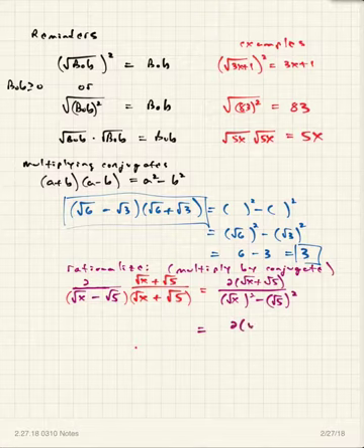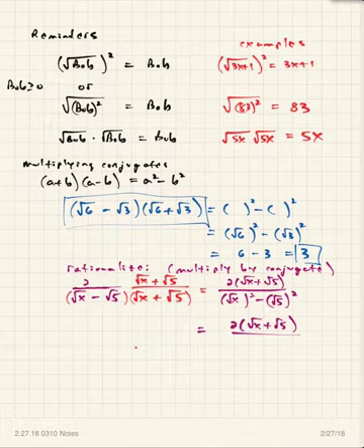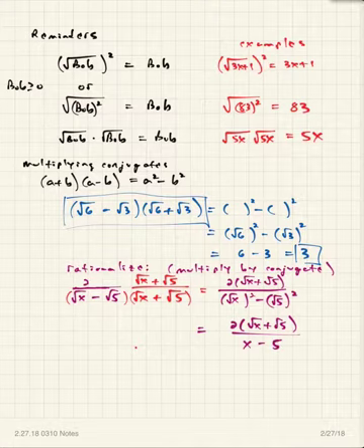And so you have 2 times the square root of x plus the square root of 5. And in the denominator, what happens? The square root of x squared is x. See the top of the screen, right? When you square a square root like that, as long as the expression is positive, you get what's underneath the radical. So you just get x minus 5.